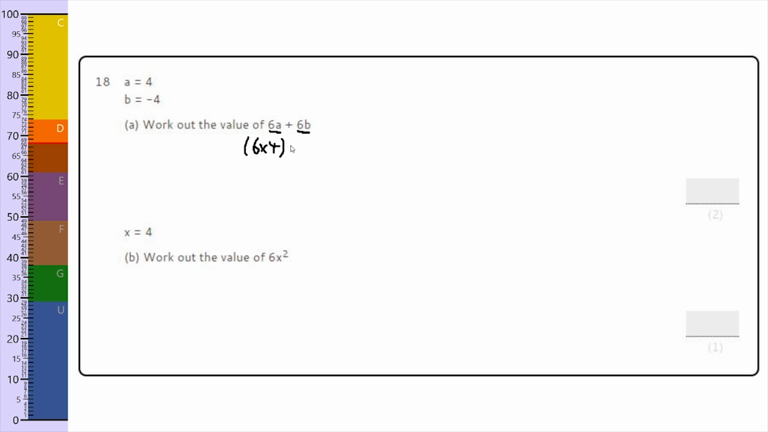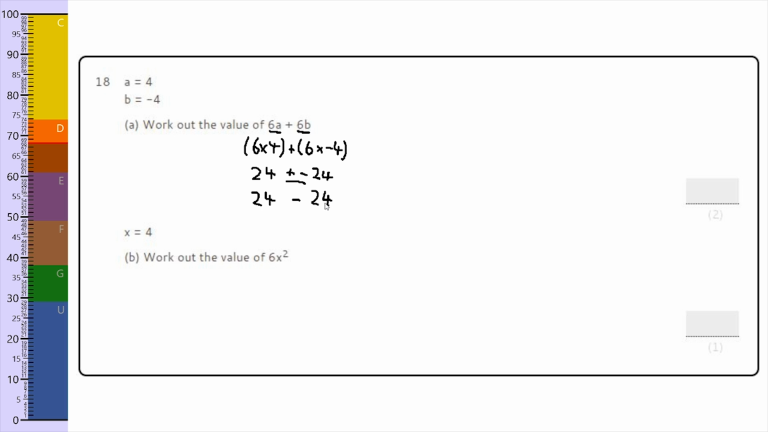Okay. Then I'm going to plus 6 times whatever B is. Now B is minus 4. So minus 4 there. Okay, 6 times 4 is 24. Plus. Now 6 times a negative is always going to be a negative. So I could put that negative there. And 6 times 4 is 24. Now earlier we said if you've got a plus and a minus next to each other, the minus always wins. So it's 24, take away 24.